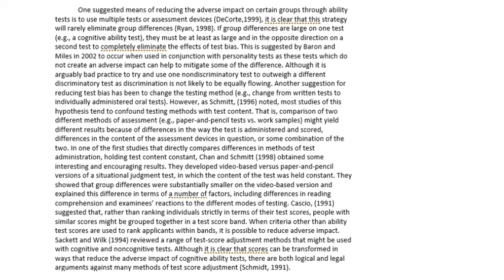Cascio in 1991 suggested that rather than ranking individuals strictly in terms of their test scores, people with similar scores might be grouped together in a test score band. When criteria other than ability test scores are used to rank applicants within bands, it is possible to reduce adverse impact. Sackett and Wilk in 1994 reviewed a range of test score adjustment methods that might be used with cognitive and non-cognitive tests. Although it is clear that scores can be transformed in ways that reduce the adverse impact of cognitive ability tests, there are both logical and legal arguments against many methods of test score adjustment. Schmidt, 1991.